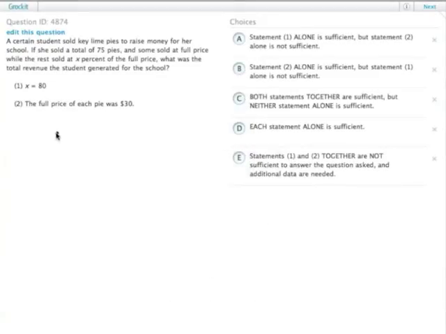So a certain student sold key lime pies to raise money. She sold 75 pies, some at full price and some at a discount. What did she make for her total revenue?